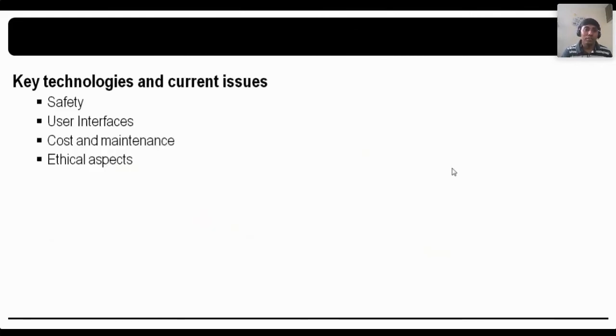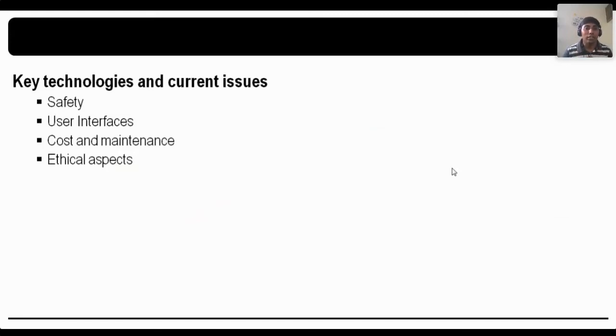When we talk about the key technologies and current issues, there are four major issues which we need to address. One is safety, because although we have come up with all safety norms, patients are still not well aware, or they are really scared. You have to ensure that safety is the highest, at least 4 or 5 times better than the manual system. And the user interface is supposed to be very user friendly, give a lot of awareness, and enhance virtual reality so that the patient can feel it as home or as outdoors.